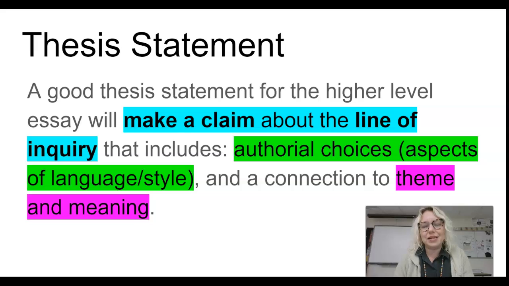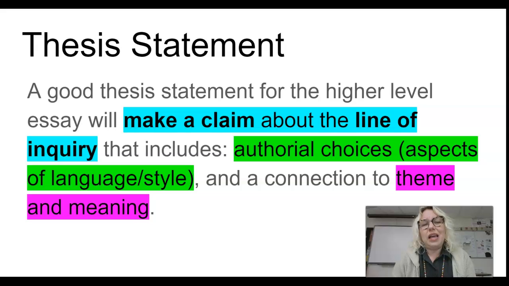A claim is a debatable argument, something that somebody could take an opposing viewpoint on. It's interpretive. It is not basic. It's pretty thought-provoking. It's pretty complex. It makes people scratch their heads and say, hey, that's interesting, and I'm not sure if I agree with it. Okay?